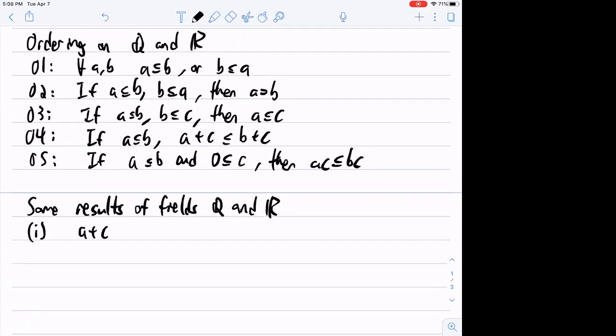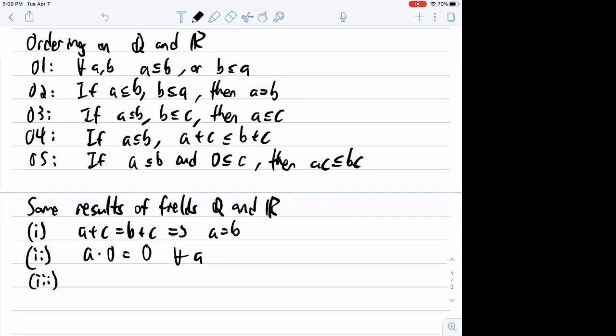So basically, there are some operations you can do. You can cancel, right? If A plus C equals B plus C, you could cancel the C. A times 0 is 0 for all A. These are things that are proved in the book, using the properties I listed above, right?